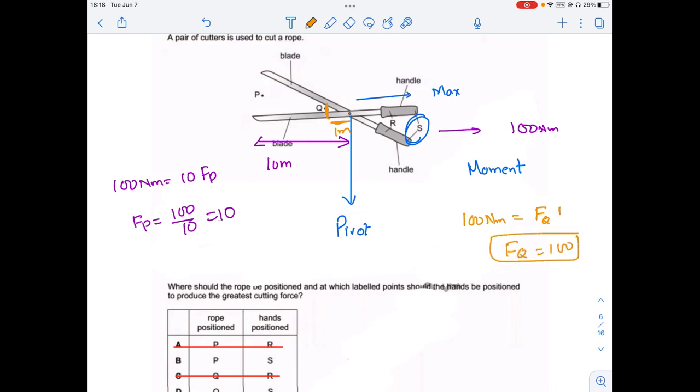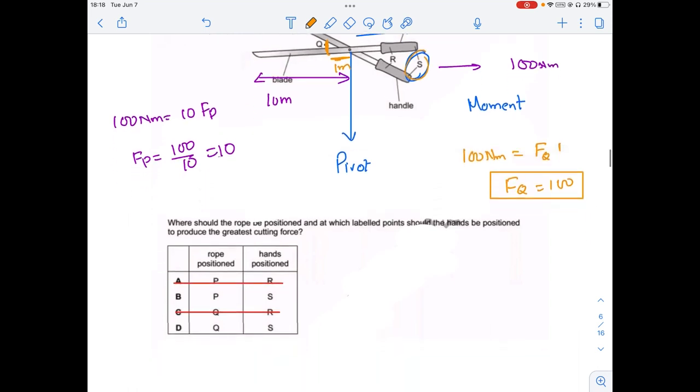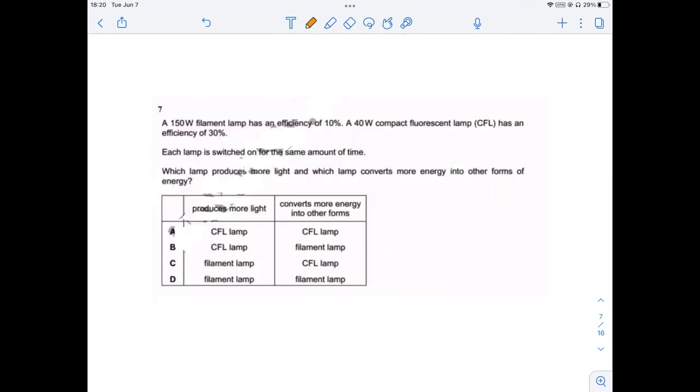100. So you can see that 100 newtons of force is created when I'm placing the rope at Q rather than placing the rope at P with the same position of hand at S. So therefore, the rope should be placed at Q. So option D is going to be the answer.